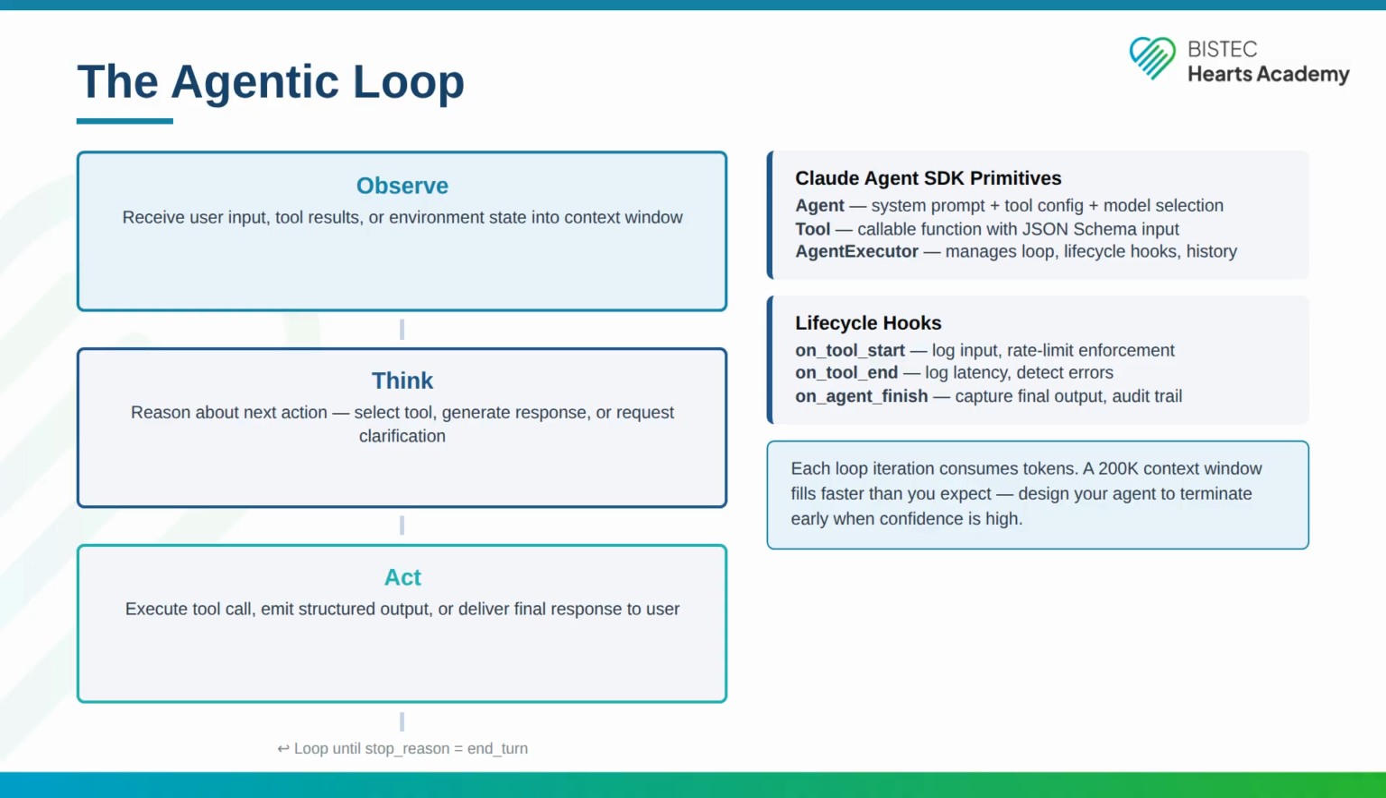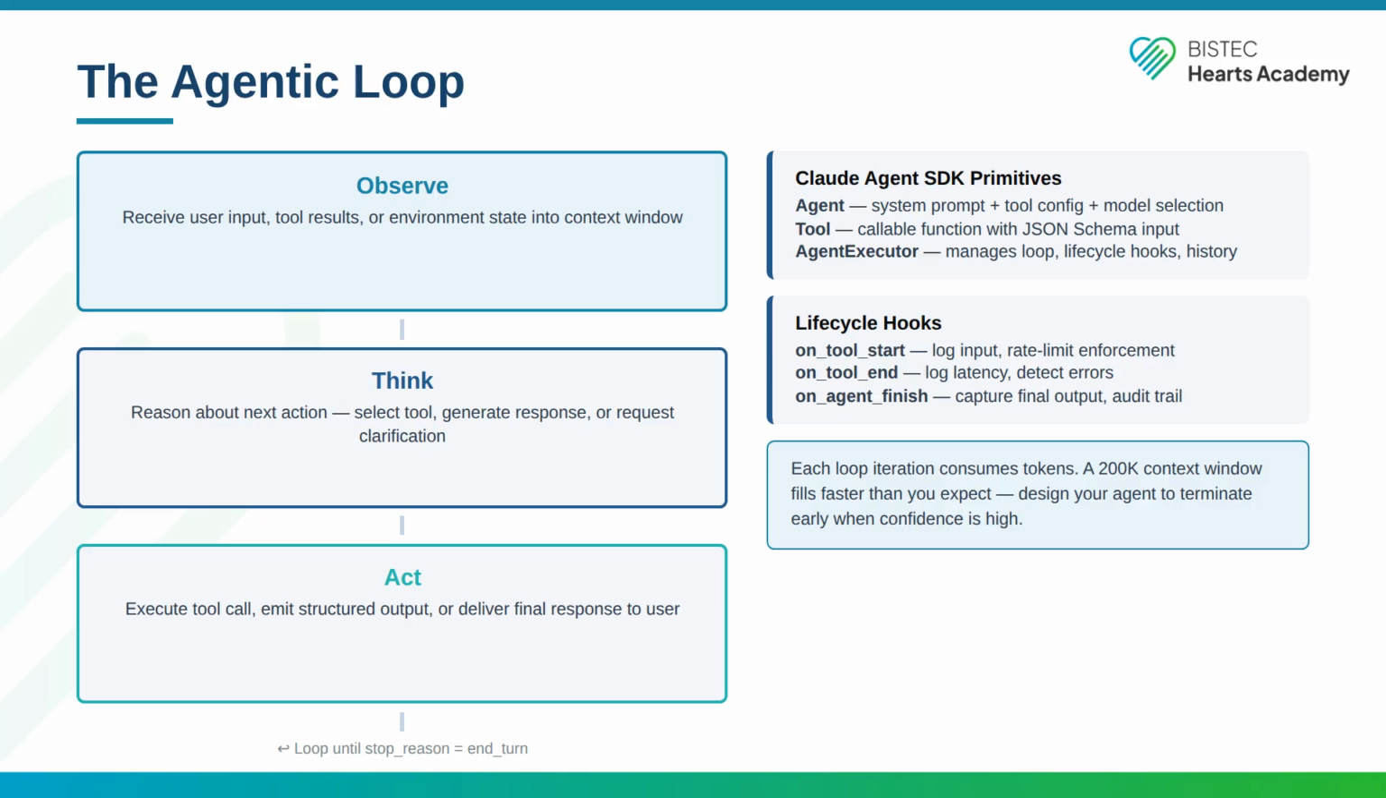Lifecycle hooks are where you add observability and control to your agent. The onToolStart hook fires before each tool call, ideal for logging, rate limiting, and pre-execution validation. The onToolEnd hook fires after the tool returns: capture latency, detect errors, and update your audit trail. The onAgentFinish hook fires when the agent produces its final output. This is where you write to Azure Monitor for compliance.